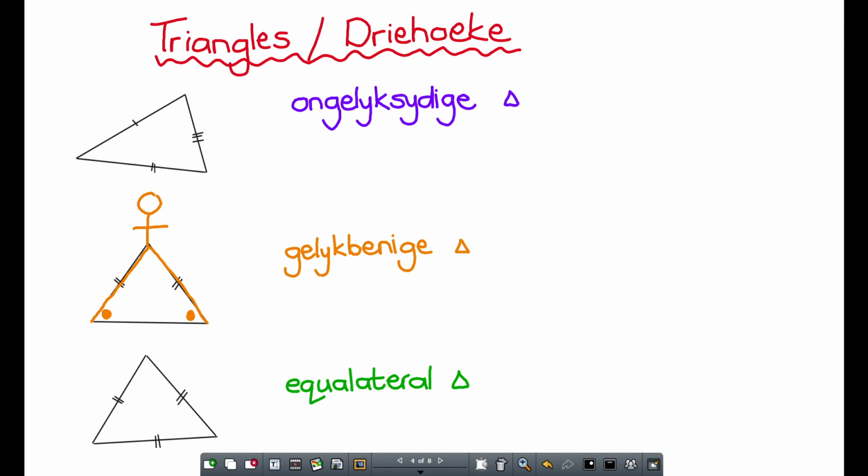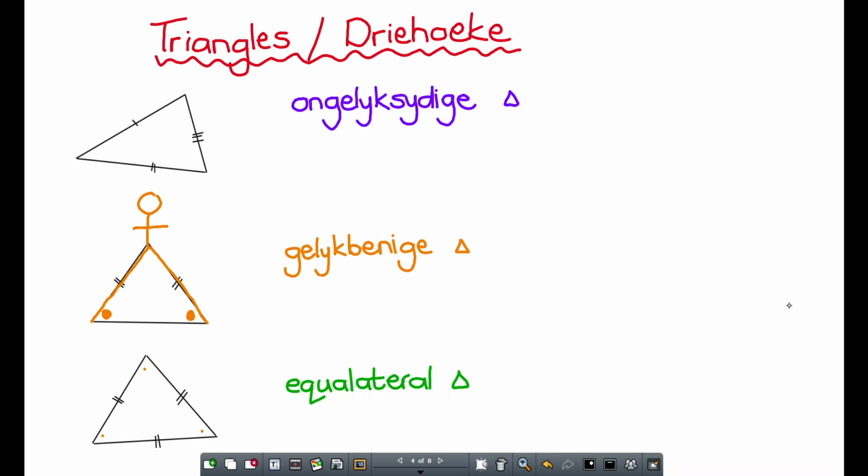Die gelyksydige driehoek. Okay? Now for that one, all three sides will be the same. Now, when all three the sides are the same, all three angles would also be the same.